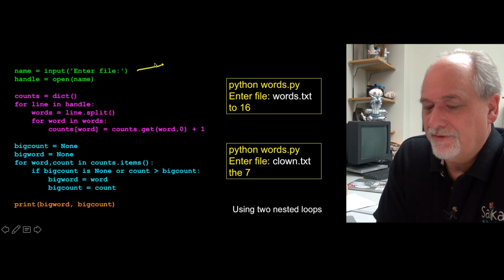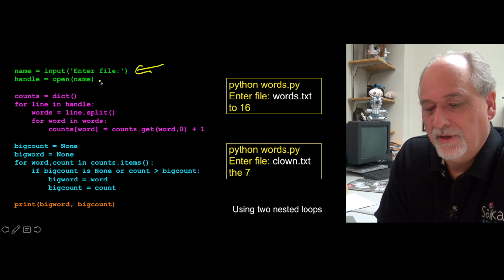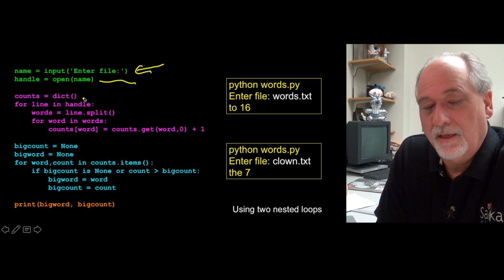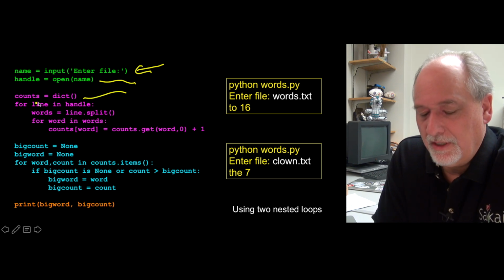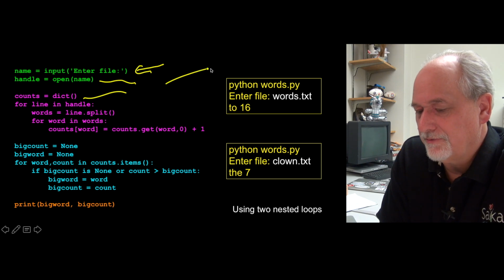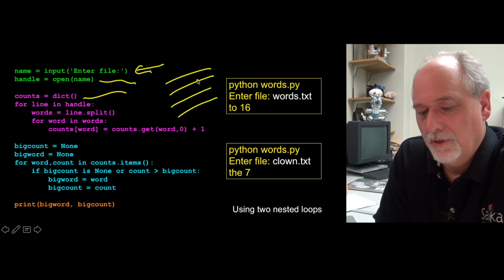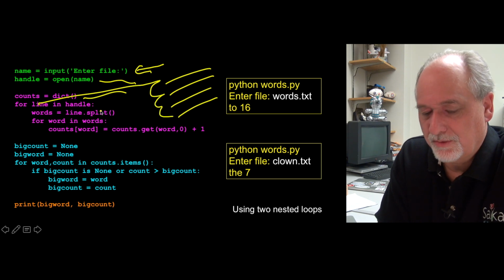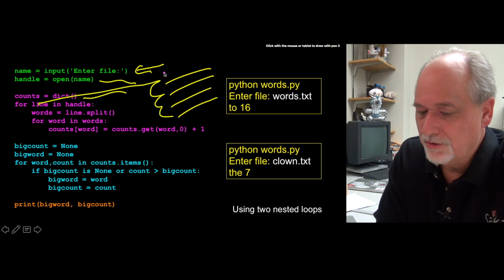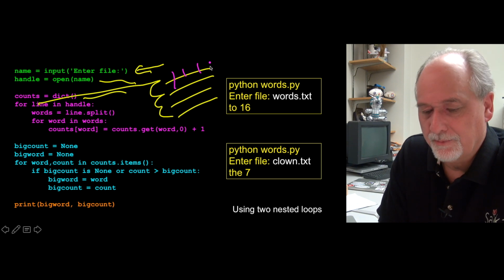So we're going to ask for a file name. Then we're going to open the file name. Then we're going to make an empty dictionary. Again, this is all stuff you've done before. And then we're going to have an iteration variable that's going to go through the lines in the file. Right? So line is going to go line, line, line. Then we are going to split each line into words. Chop, chop, chop, chop.